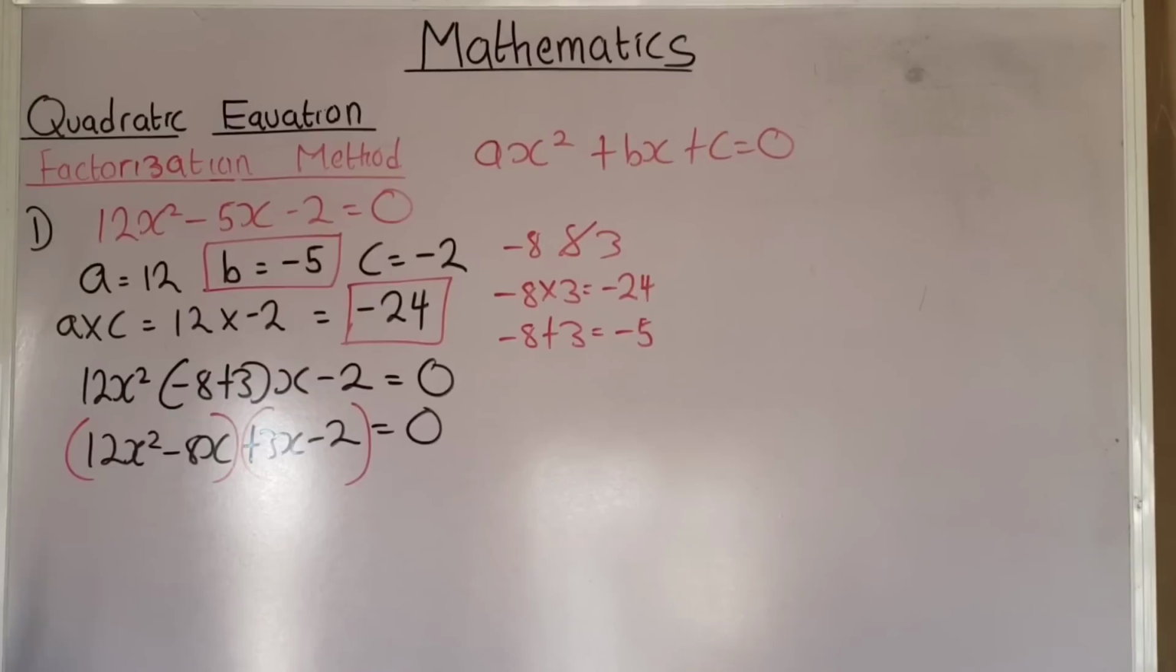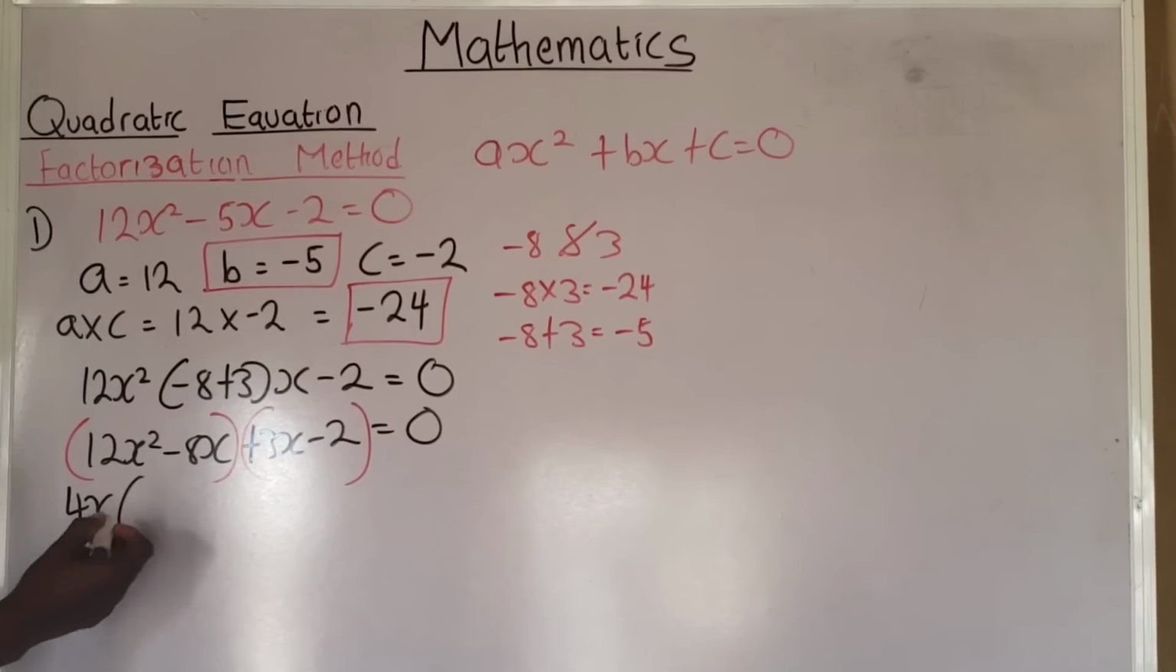You understand? Now, what is the common factor of 12x squared and negative 8x? Are you paying attention? The common factor here is 4x. You understand? Listen, the common factor of 12x squared and negative 8x is what? 4x. So I'm going to have 4x into brackets.